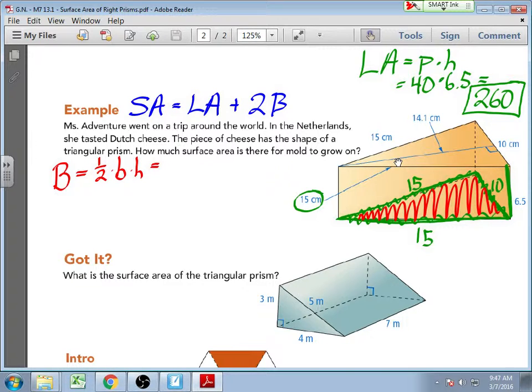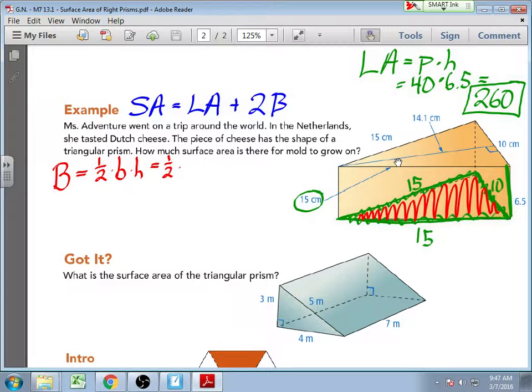Notice I'm using little b. We now use little b because it's the base of the triangle. What's big B represent? It's the area of the base of the shape. Big B is always the area of the base.